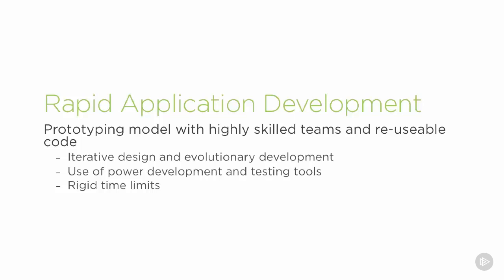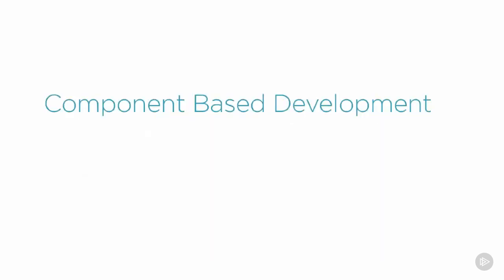And very often, to facilitate rapid application development, we're going to rely on some of the tools that are available to us. The power development tools and testing tools help us both code and test our product. But an important part of this, just as with Agile, is rigid time limits. We set in place time limits to make sure that we're not trying to do too much every time.